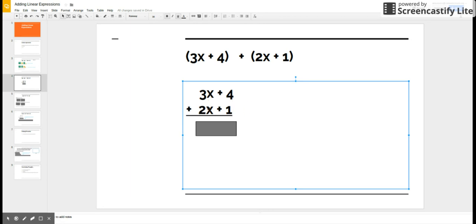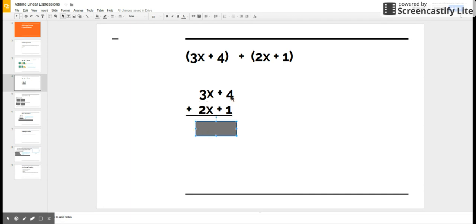And then you just follow it down. So you do 3x plus 2x to get 5x. And then you do 4 plus 1 to get 5. 3x plus 2x is equal to 5x. 4 plus 1 is 5.